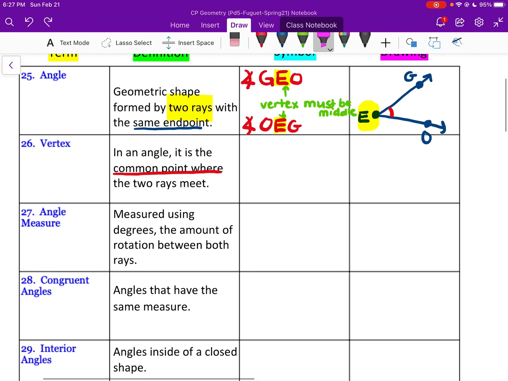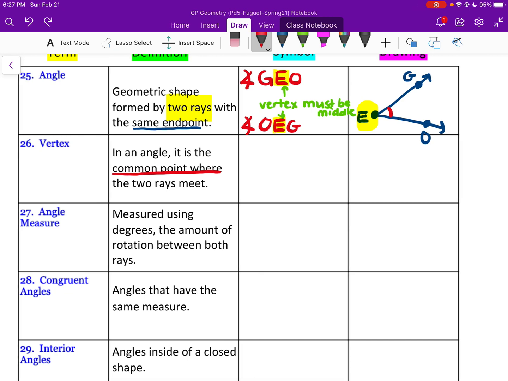All right, so for vertex, again, we talked about it. The most important thing is just to know that it's the point where two rays meet, and maybe we can just draw another one in there. I'm not going to label everything. I'm just going to say that this is our vertex.